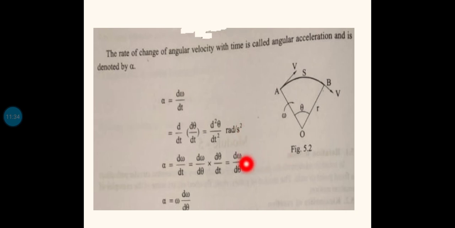So we have two equations for angular acceleration, and the unit is the same, radian per second square. One is, if you find the second derivative of the angular displacement with respect to time, then you will get angular acceleration alpha. Otherwise, if you find the derivative of angular velocity with respect to angular displacement and multiply with the angular velocity omega, then also you will get the angular acceleration, that is alpha equal to omega into d omega by d theta. The choice of this equation depends on the situation.